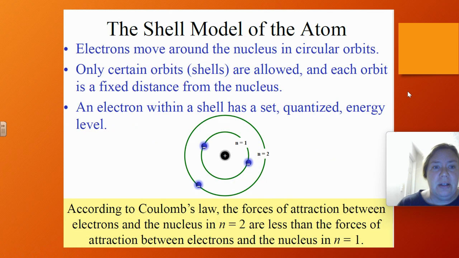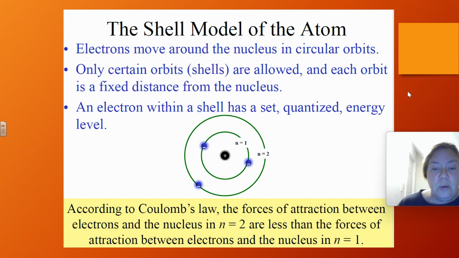So in the shell model of the atom, now let's relate it to Coulomb's law. We know that these electrons move around the nucleus in the shell model, not the quantum model. So we're just looking at this in terms of Bohr's model, which you know how much I love Bohr's model. But just think about it: we have a set quantized energy level. And that goes back to energy level 1, energy level 2, energy level 3, and so forth, like when we do our electron configuration.